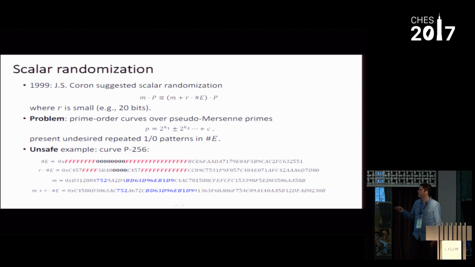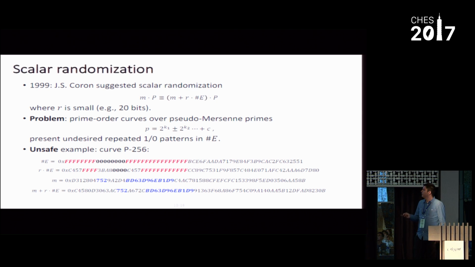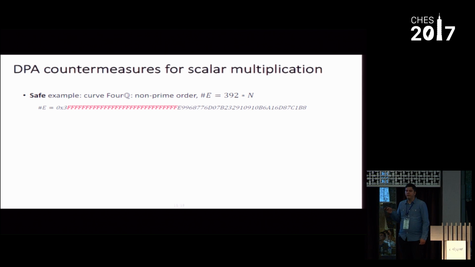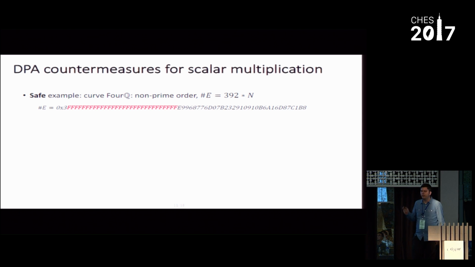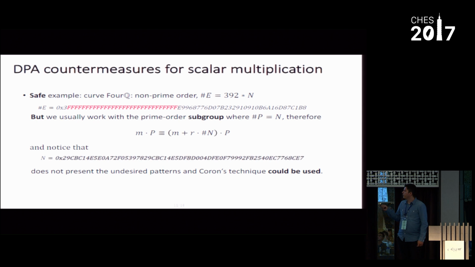In this example, this is exactly the order of the curve P-256 by NIST. In the case of FourQ, this problem doesn't happen because, in fact, the order of the curve has some patterns, but since you work with the prime order subgroup n, and you look at its representation, we don't have such a pattern. So here, we could apply this technique without worrying about these patterns leaking.